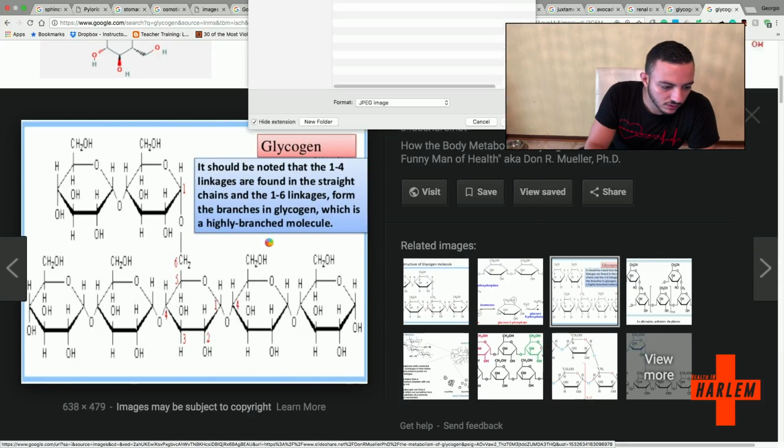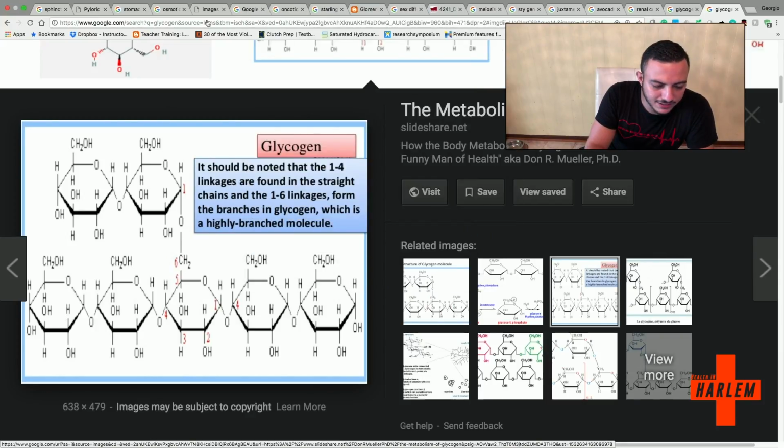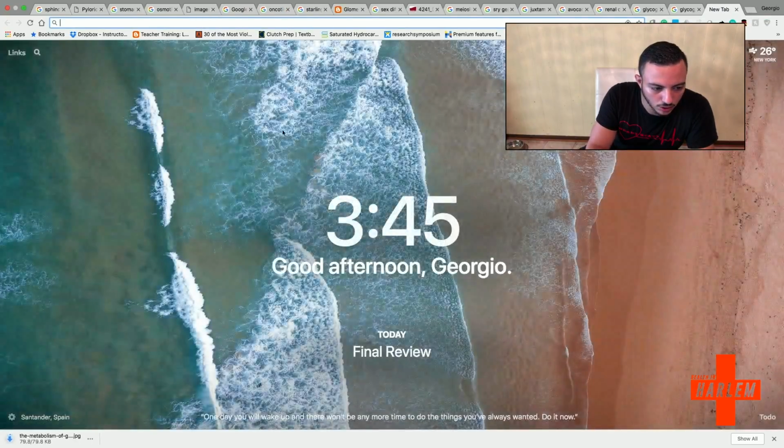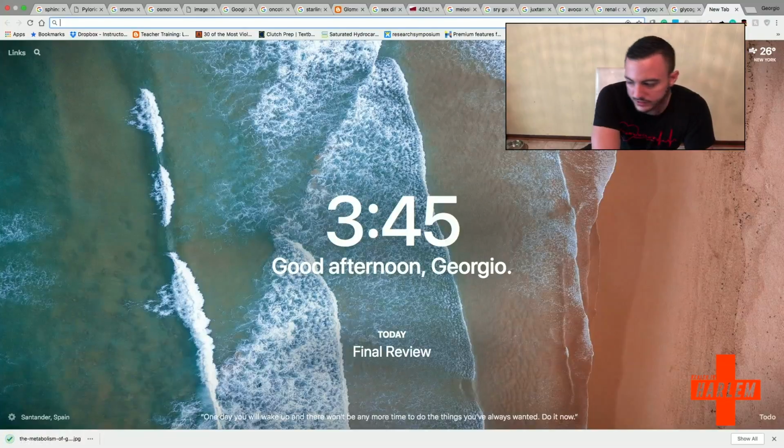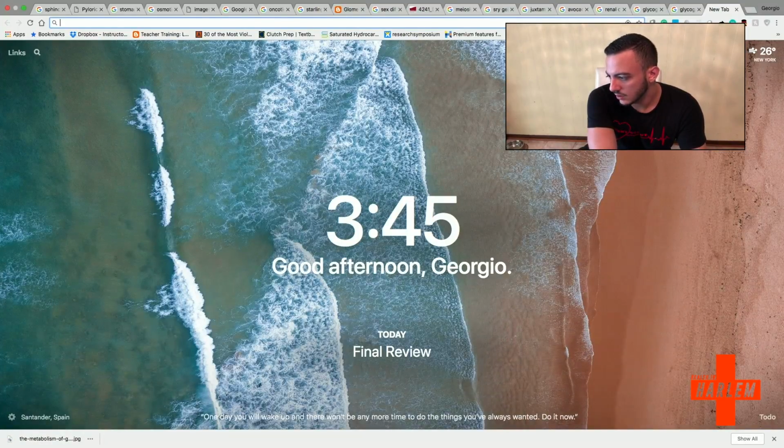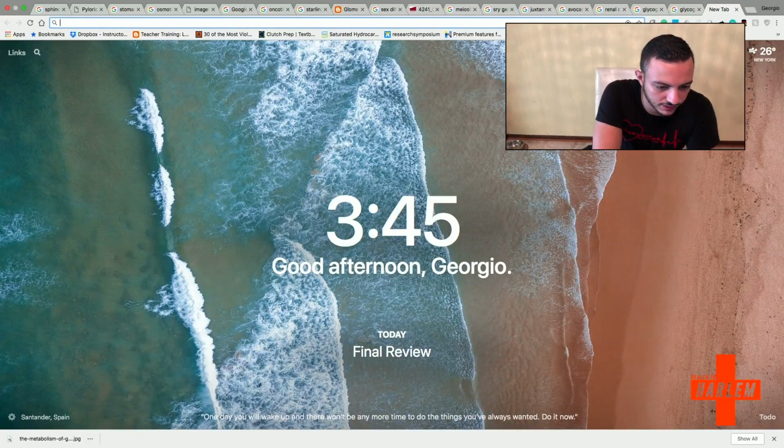So glycogenesis is the process of generating, or the genesis of, glycogen. And what is it being generated from? From multiple glucose monomers that are being stuck together.